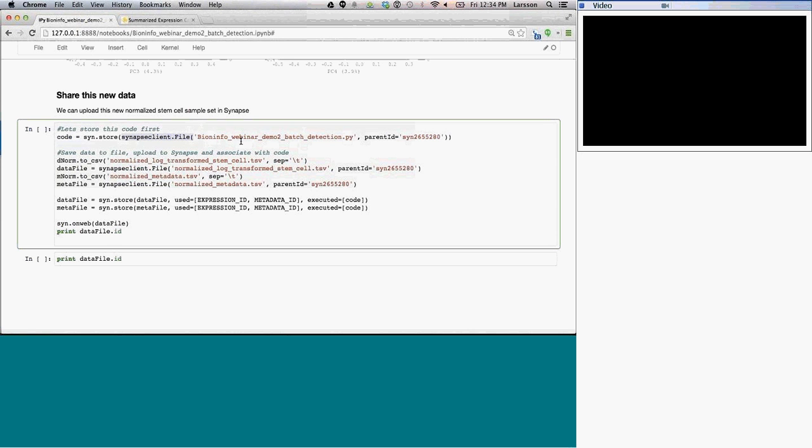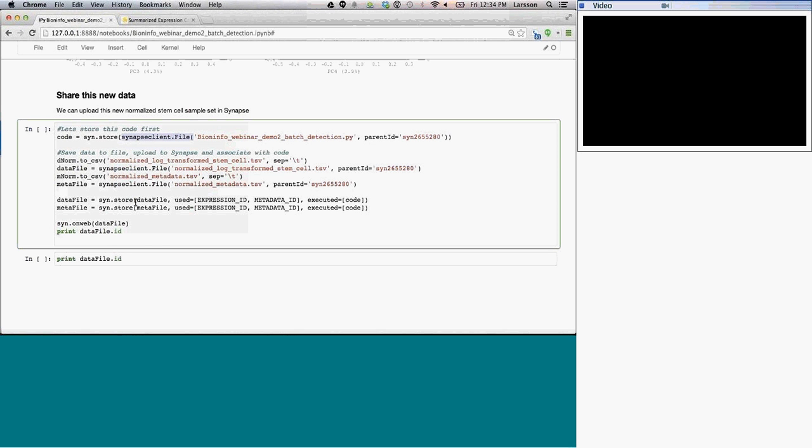This file is called bioinfo webinar demo 2 batch detection py. You can see that up here. And I'm storing it inside a folder. This is the ID of the folder. And I'm also going to save the normalized form of the log transformed stem cell data. This is the one that we just generated. I'm going to store that again on Synapse. I'm also going to store the normalized data set, which has been filtered down to the same set of samples.